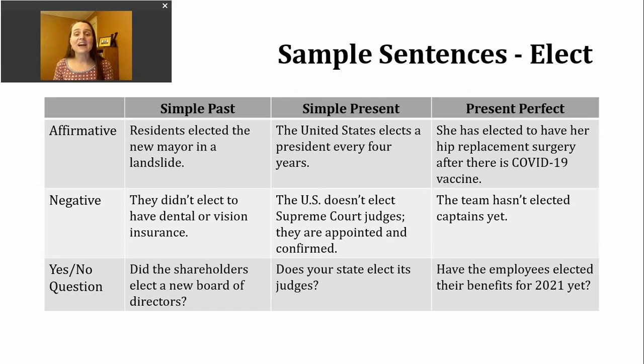Does your state elect its judges? Some states here in the United States do. Others, again, will appoint. So the governor, for example, might say, this person has been selected for this particular position. Next, let's look at the present perfect.